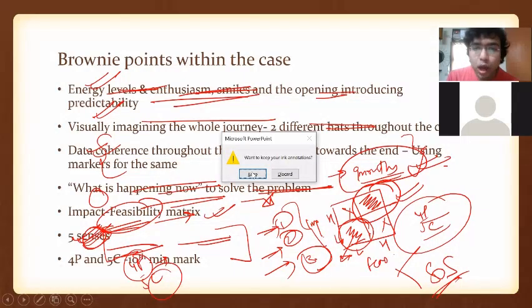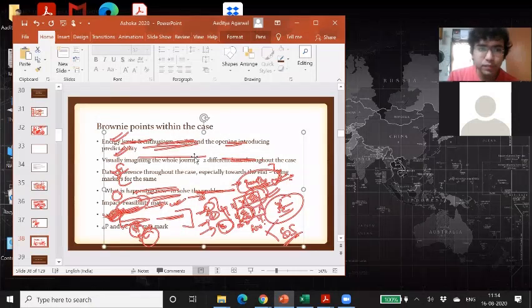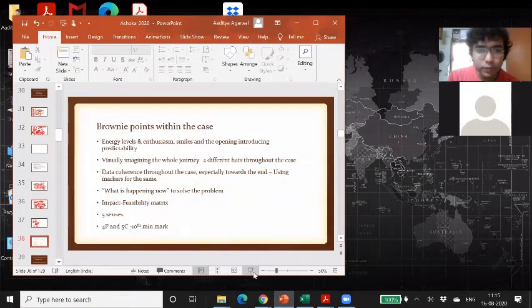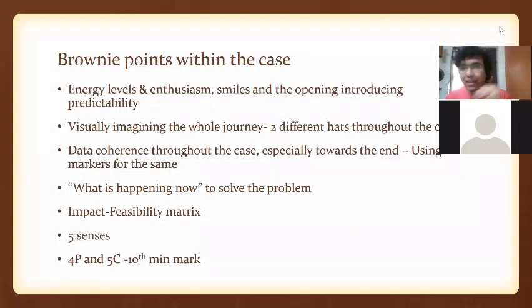Okay. So now let's review some of the brownie point aspects of the case. One consistent brownie point is your energy level, enthusiasm, and the way you open the case. The three things that I mentioned, and the effort you make in trying to visualize the problem. It's the first set of things which really help set the tone for the case.